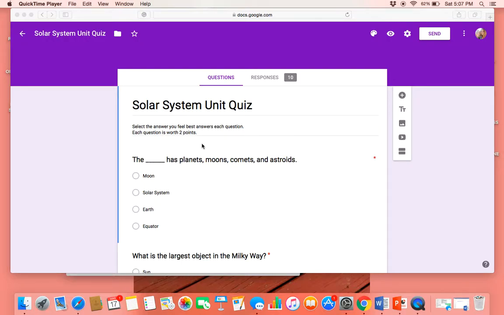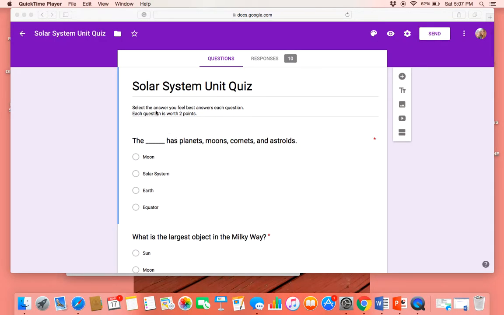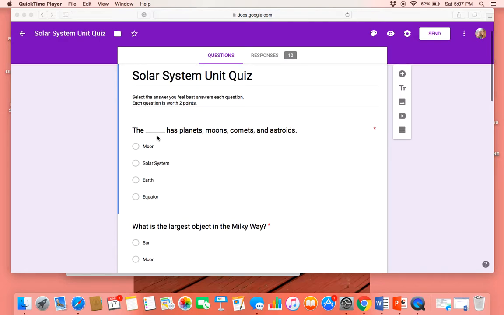So for my Google quiz, I decided to do it over the solar system unit, and I included in my directions, select the answer you feel best answers each question. And then I indicated that each question is worth 2 points. So I have a total of 8 questions.